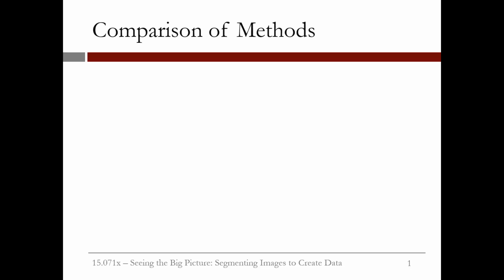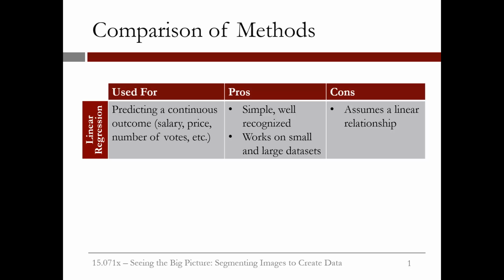In this video, we will compare all the different methods we have seen so far in this course and review what they are used for, their benefits, and their limitations. Linear regression is used to predict a continuous outcome. We have seen it applied to predict life expectancy, temperature, breast cancer survival, and flu trends. Linear regression is simple and commonly used, and it works on small and large data sets.